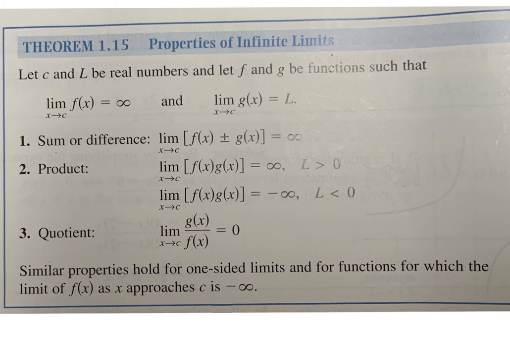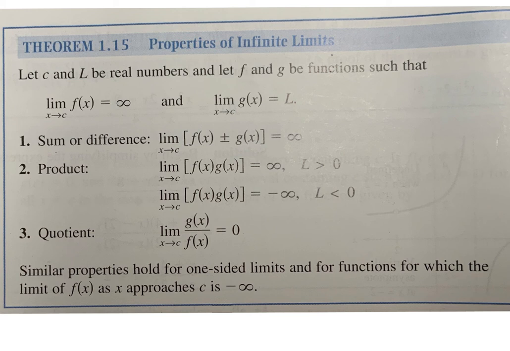Quotients are the same way. If you have an infinite limit on top, it's not going to affect your quotient at all. Take infinity and divide by 4. Guess what it is? It's infinity. However, if you flip-flop it, your numerator is a real number, 4, and you are dividing by infinity. That is a 0.